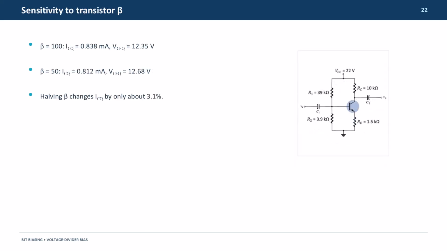The stabilizing effect can be seen by repeating the exact calculation at a much lower beta. Halving beta from 100 to 50 changes collector current from 0.838 to 0.812 milliamperes, only about 3.1%. Collector-emitter voltage changes by about 2.7%. This is far less than the 50% change in beta. As an exercise, perform the calculation with beta equal to 50 to verify the shown values of ICQ and VCEQ.